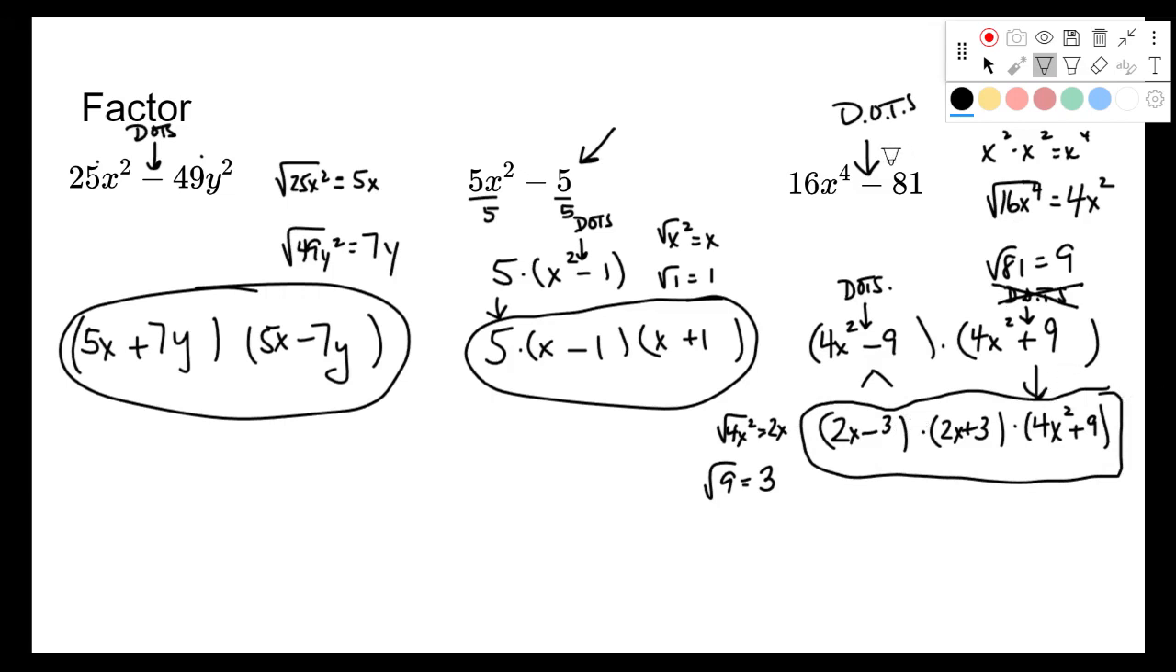Okay, so that's factoring twice. You get your answer factors again, and then you have to factor it with the difference of two squares. All right, so you have to watch out for that now too.